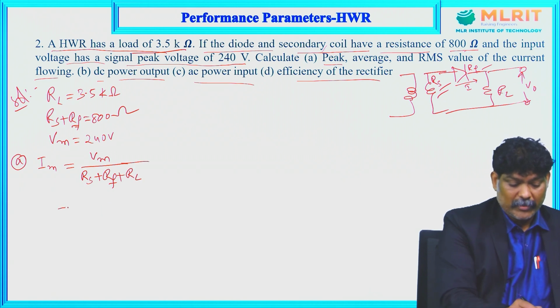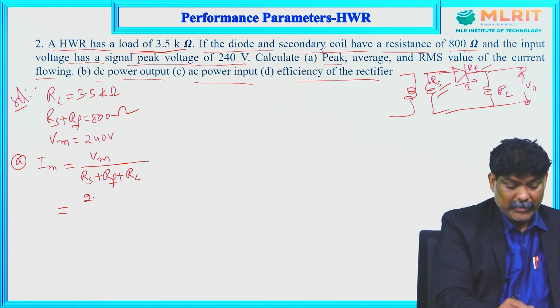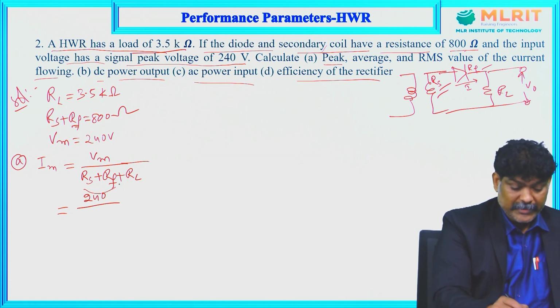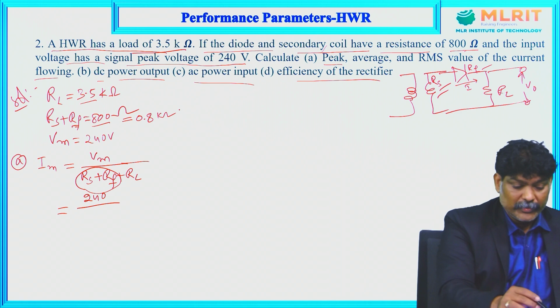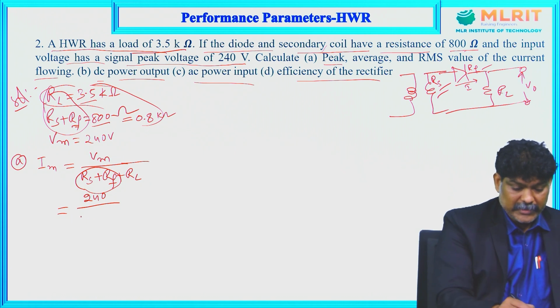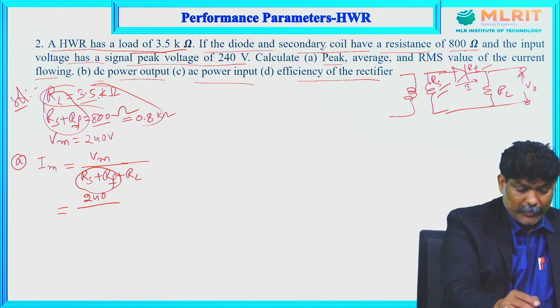So we have to consider all the three. So what is the VM value? 240. And what is RS? RS plus RF is given as 800, plus 3.5. So let us convert this 800 ohms into kilo ohms, that is 0.8 kilo ohm. Okay. So if you combine these three resistances, how much do we get? We will get 3.5 plus 0.8 K.